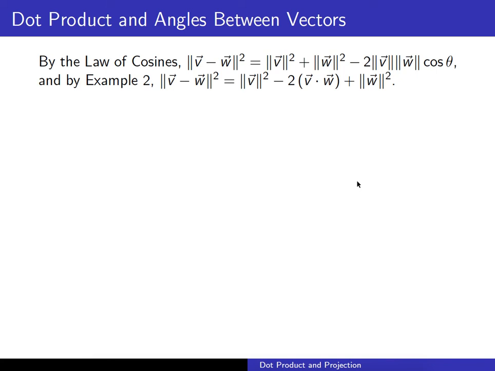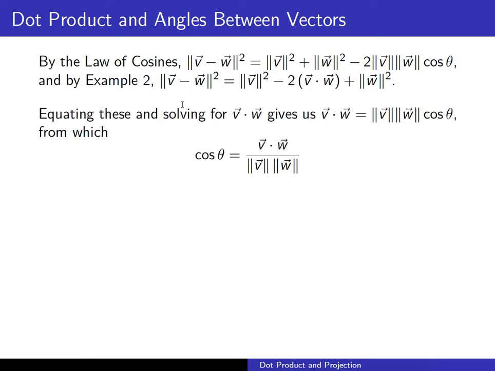By example 2 from the last video, we saw that the magnitude of vector v minus vector w squared is the magnitude of vector v squared minus 2 times the dot product of v and w plus the magnitude of w squared. So if we equate this expression and this expression, since they're both equal to the magnitude of v minus w squared, they have to be equal to each other. And doing a little bit of calculation and solving for cosine of theta, we'll get that the cosine of theta is vector v dot vector w divided by the magnitude of vector v times the magnitude of vector w.